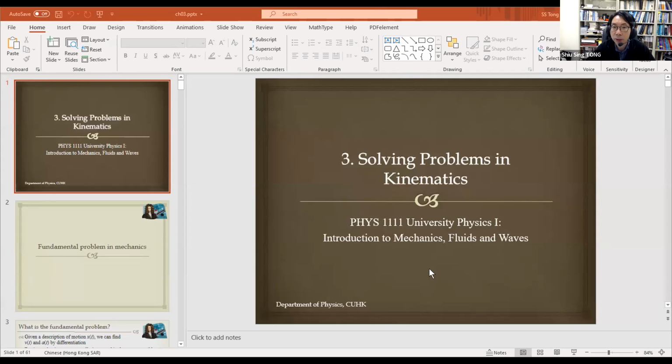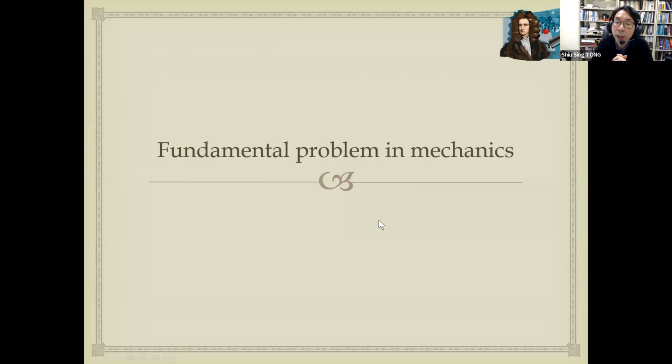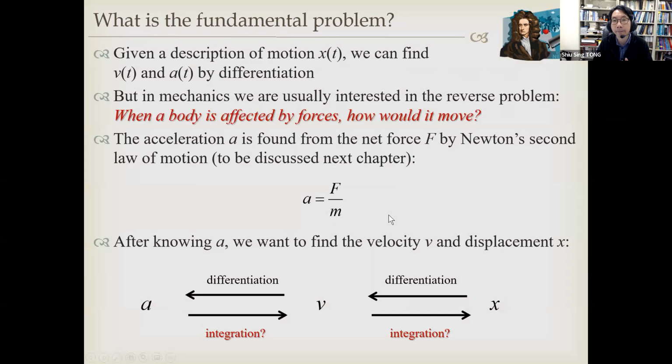So this chapter is called solving problems in kinematics. Now, what is a fundamental problem in mechanics? In the beginning of this course, we assume that we have a description of motion given by the position of an object as a function of time. So we are given x as a function of time, and then we find the velocity and then the acceleration of the object at different times by using differentiation, right? This is our first approach to the problem of kinematics.